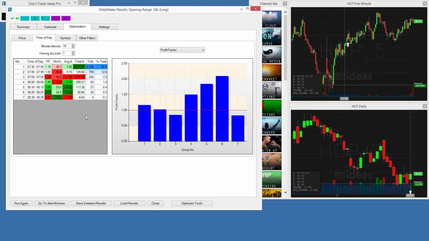Again, there's also time of day, right? So look, in these trades, you can see that the best time of day was basically 7:30 to 7:39. There's a decent time over here too, 8:20 to 8:29. But you can then really shift gears a little bit and change the whole idea of the strategy.